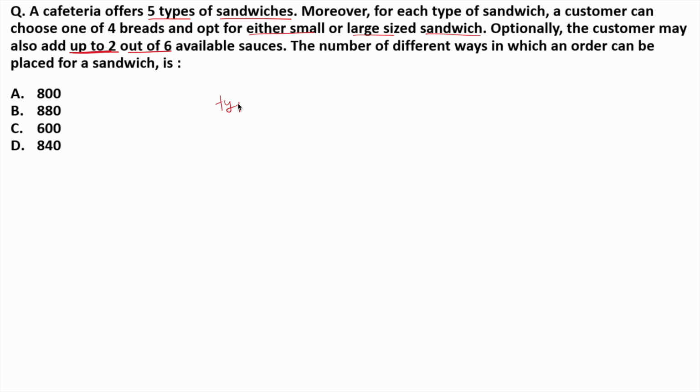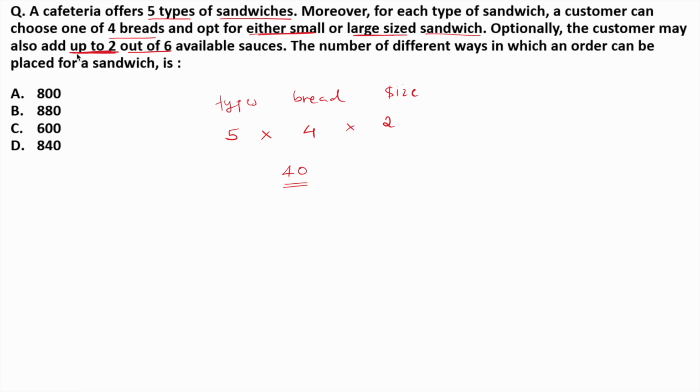So how many types of sandwiches do you have? 5 types. Each type can be chosen in 4 breads. So bread options you have 4 and each of them can be either small or large. So basically size wise I could classify the sandwich as small or large. So 5 options for the type, 4 options for the bread and 2 options for the size. If you ignore the sauces available, the sandwich can be prepared in 5 into 4 into 2 ways, right? 5 4s are 20 and 2 2s are 40 ways to prepare the sandwich, given that we are not selecting any sauce right now. Okay, so 40 ways for the sandwich alone.